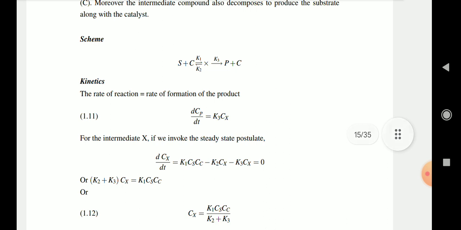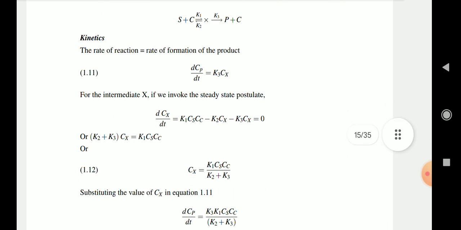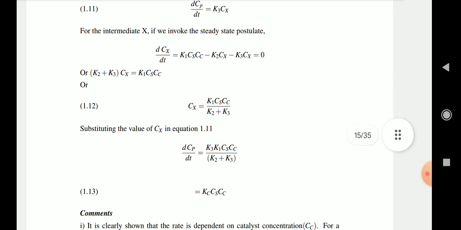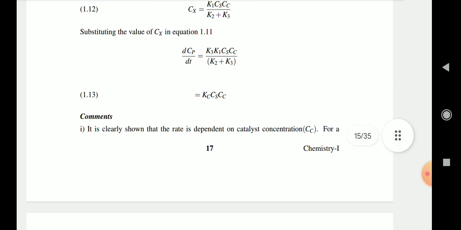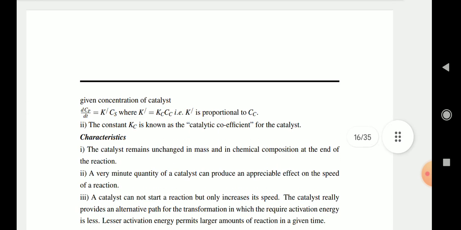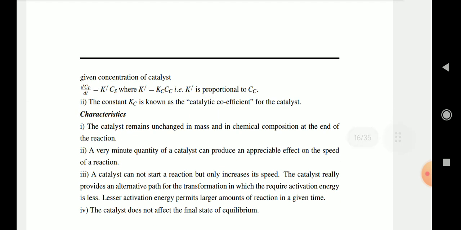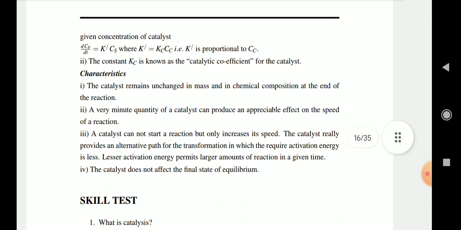Kinetics: the rate of formation of the product, for the intermediate X, if we invoke the steady state postulate. Now we substitute Cx in equation 1.1. It is clearly shown that the rate depends on catalyst concentration Cc. For a given concentration of catalyst, dCp/dt = k' Cs, where k' = Kc Cc, that is, k' is proportional to Cc. The constant Kc is known as the catalytic coefficient for the catalyst.